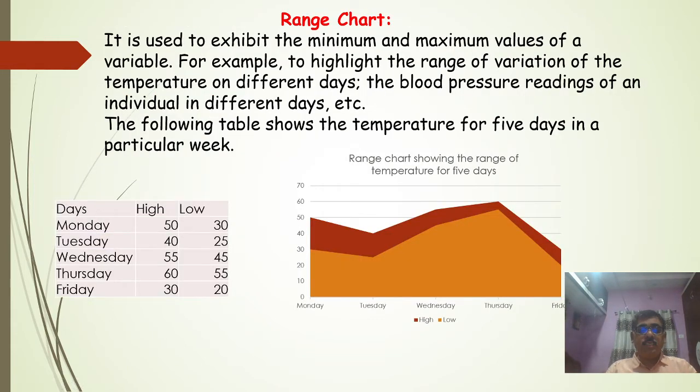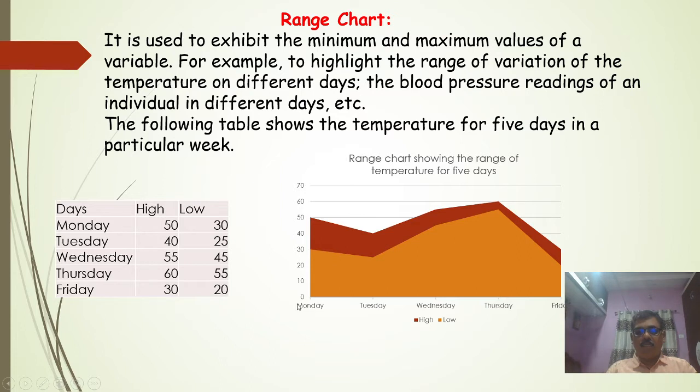Then the range chart is used to exhibit the minimum and maximum values of a variable. For example, to highlight the range of variation of temperature on different days. This shows the highest and the lowest temperature on the different days, from Monday to Friday.